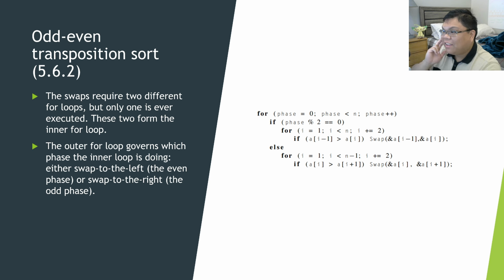We need two different for loops for this. The swap to the left requires its own for loop, as does swap to the right. We are doing this in two phases. We are going to call this the even phase and the odd phase. The even phase is the swap to the left, the odd phase is the swap to the right.